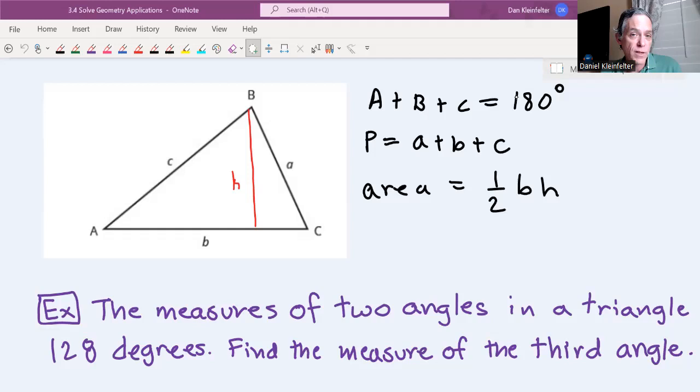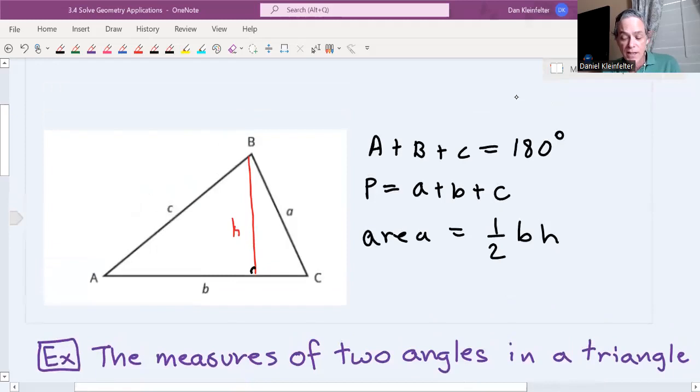Additionally, when we do area, we'll have use for the height, which I'm calling h here, and that's the perpendicular distance from one side to the furthest point away on the triangle. So that would be the vertex at B.